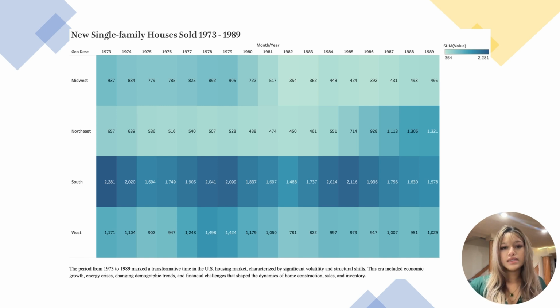What stands out is how economic and demographic shifts uniquely shaped each region. This visualization highlights the interplay between broader economic trends such as migration and industry growth and localized housing markets, providing insight that remains relevant for understanding regional housing dynamics today.